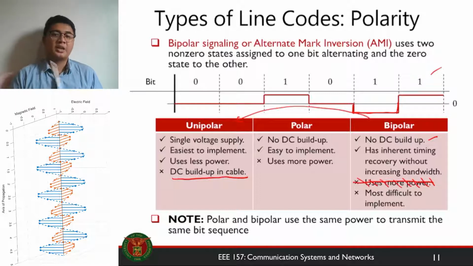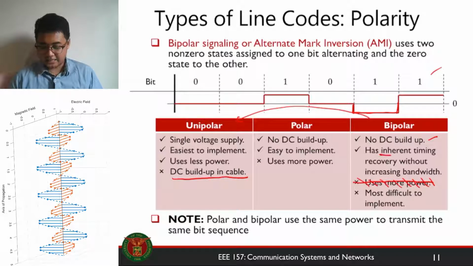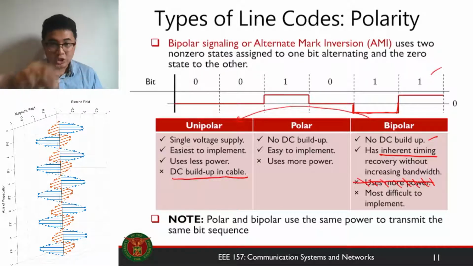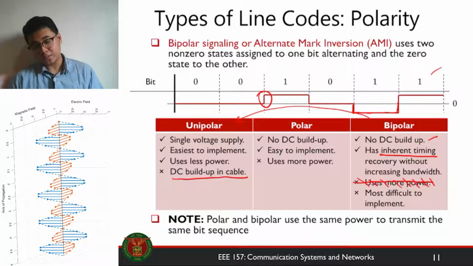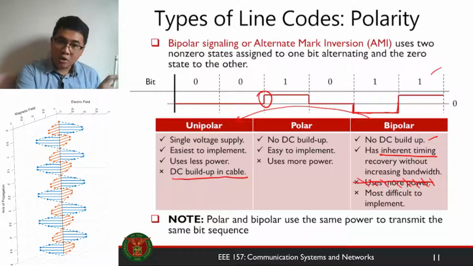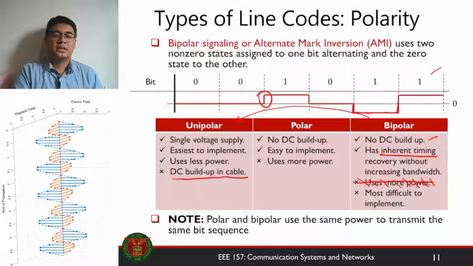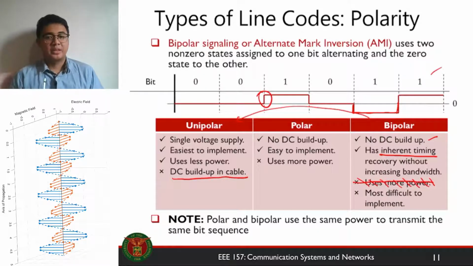And another big advantage of your alternate mark inversion is the inherent timing recovery. So how does that work? Because of the transition between two bits, you can recover your clock if there's a transition between two bits. The problem with unipolar and polar is that if we have a long sequence of bit zeros, okay, your clock could get confused and not know when to start sampling again. You can only recover the timing if there's a transition between two states.